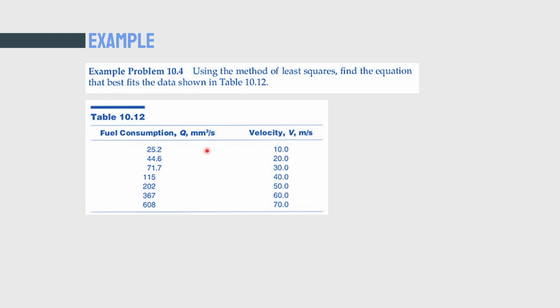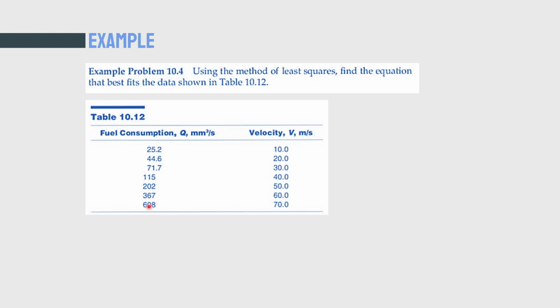Another example using the method of least squares. Find the equation that best fits the data shown in this table. We have fuel consumption annotated as Q, and velocity annotated as V. Fuel consumption is in millimeter cubed per second, as we're talking about liquid volume, and velocity is in meters per second. Here, when it's 25.2, you get 10 speed.